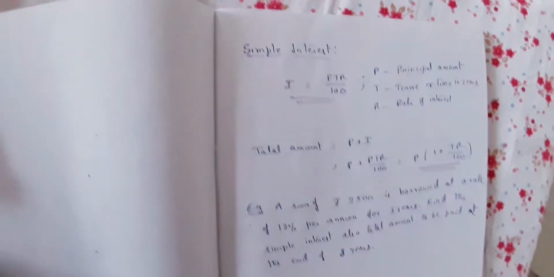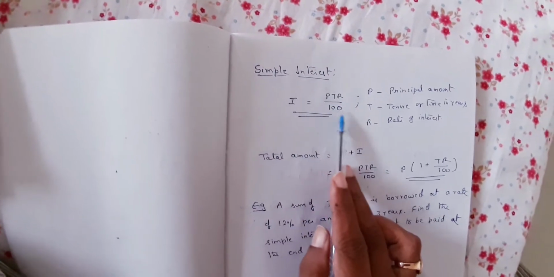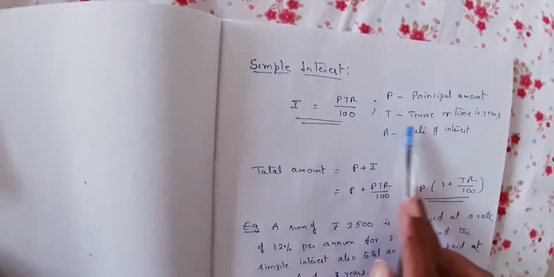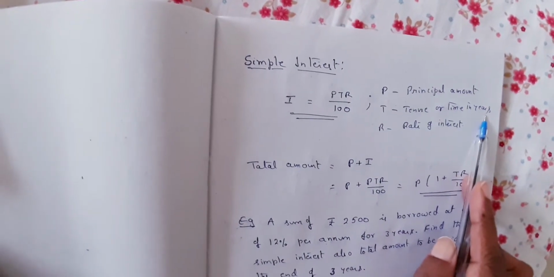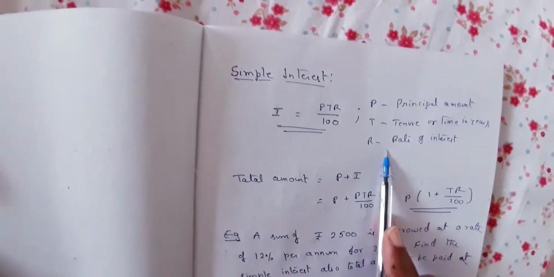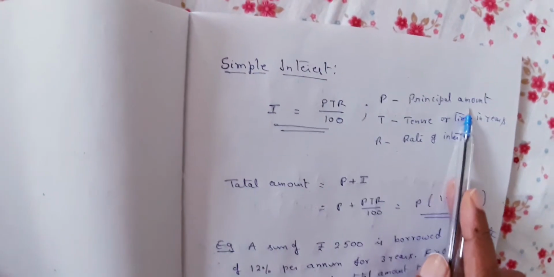Okay, so simple interest formula is I is equal to PTR by 100, where P being the principal amount, T tenure or time in years, R rate of interest. So okay, rate of interest is direct, so he'll be giving you the rate. P is the principal amount, it's also fine.